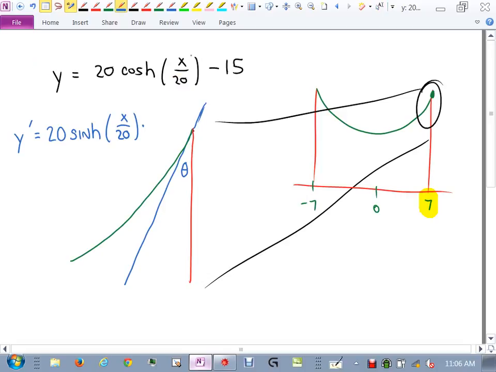1 over 20, right? Everyone's okay with the fact that x over 20 is 1/20th x? So the derivative of 1/20th x is 1/20th. So I tack a 1/20th on, and then I have the derivative of -15, which is 0. The 20 in the front and the 20 in the back cancel. So my first derivative is sine hyperbolic x over 20.